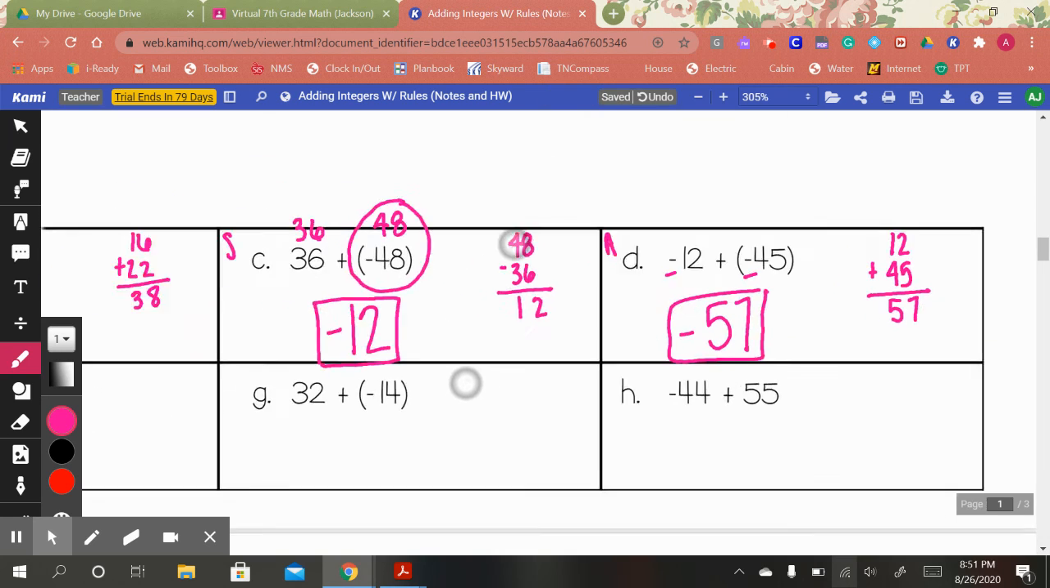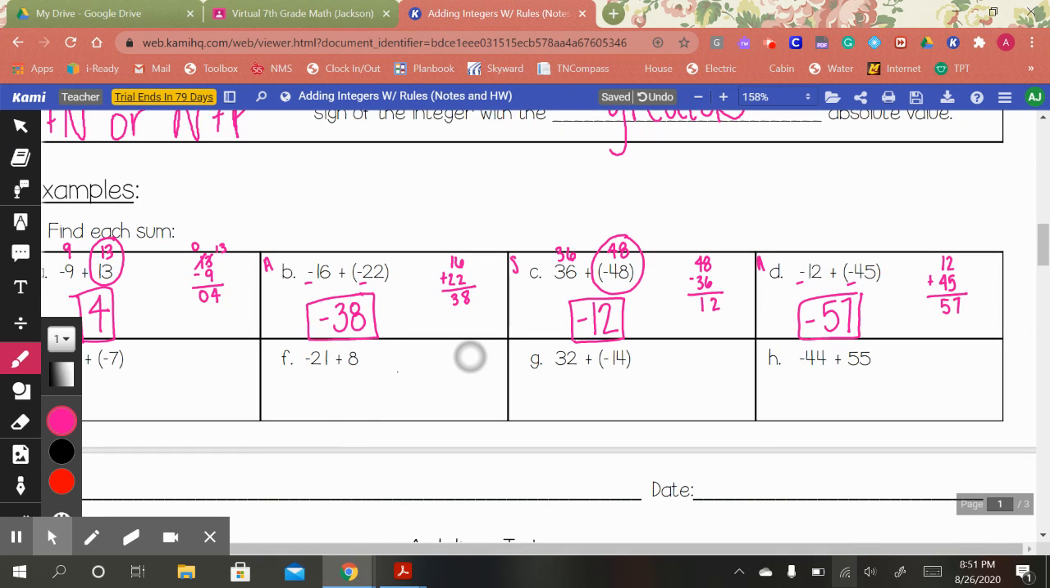Okay, I'm going to zoom out here. Move down to trying to move over. So my computer is not cooperating, so we will just move on to F. Negative 21 plus 8. We are going to subtract because these are opposite signs.